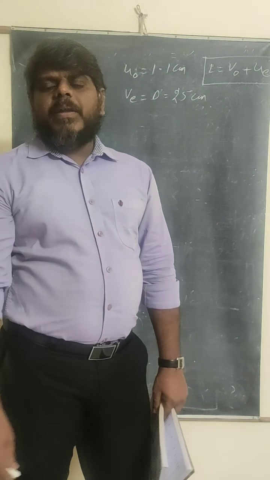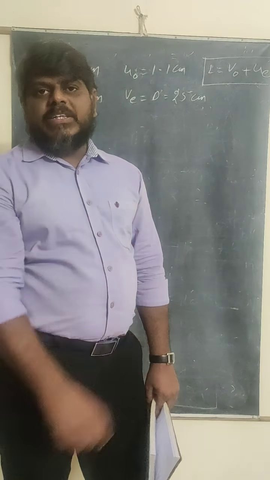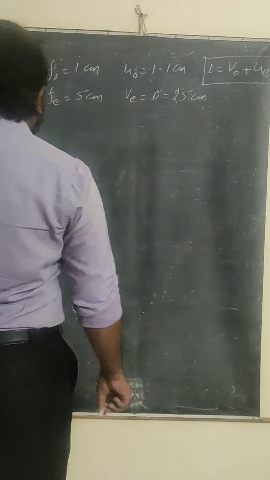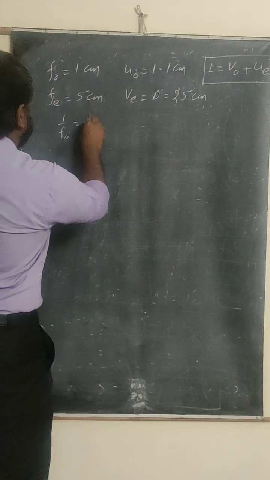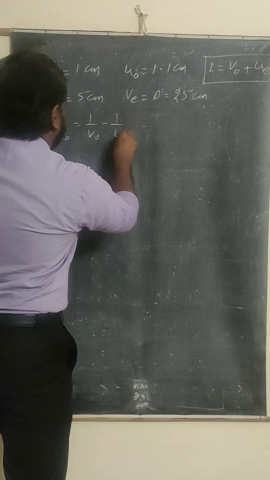So let us apply the lens formula for the objective lens first. The lens formula we are going to apply is 1 by f naught is equal to 1 by V naught minus 1 by U naught.